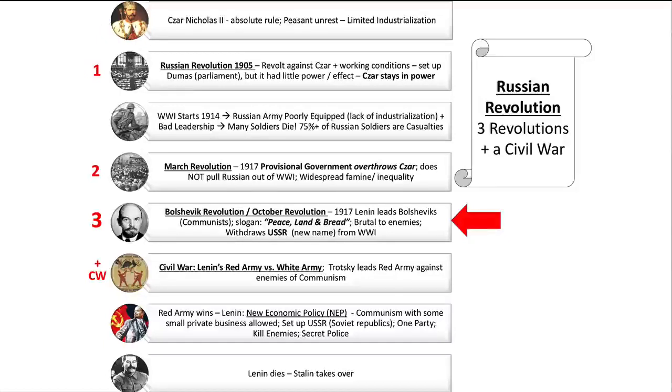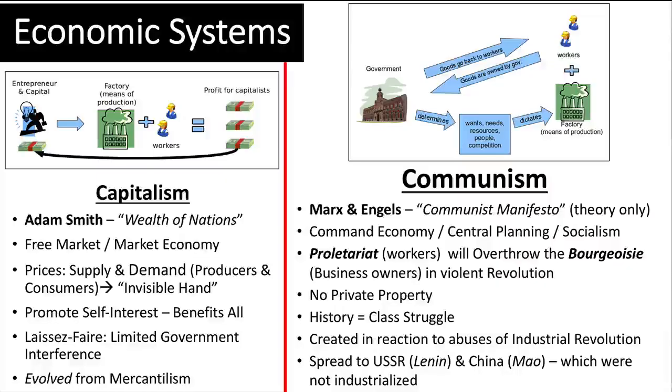That's the most important one you need to know. Okay, so once Vladimir Lenin and the Bolsheviks are in charge, remember, Bolsheviks means they're communists. You should remember this slide from when we did the Industrial Revolution, and I told you about communism, that this was a theory from Marx and Engels. They wrote it up in their book, The Communist Manifesto.